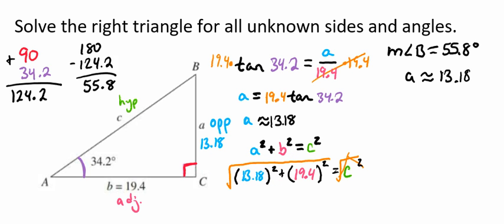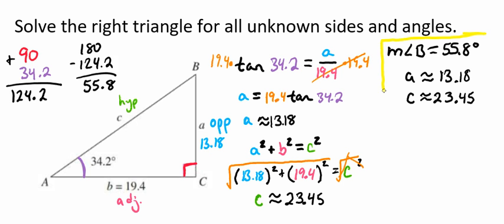When we do that, that should give us an answer that c is going to be approximately, because we're going to round this to 2 decimal places, 23.45. So side C is approximately 23.45. And that is our solution. So that is how you solve a right triangle for all unknown sides and angles.